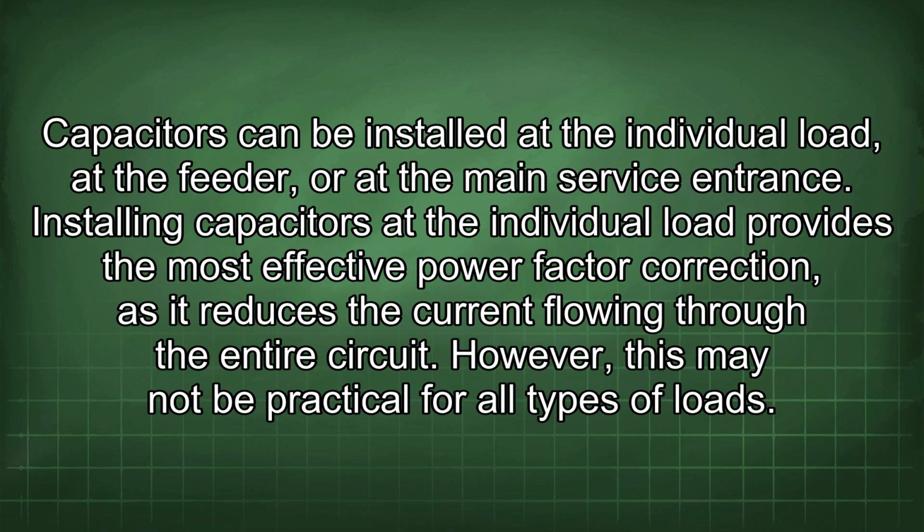Another important consideration is the location of the power factor correction equipment. Capacitors can be installed at the individual load, at the feeder, or at the main service entrance. Installing capacitors at the individual load provides the most effective power factor correction, as it reduces the current flowing through the entire circuit.